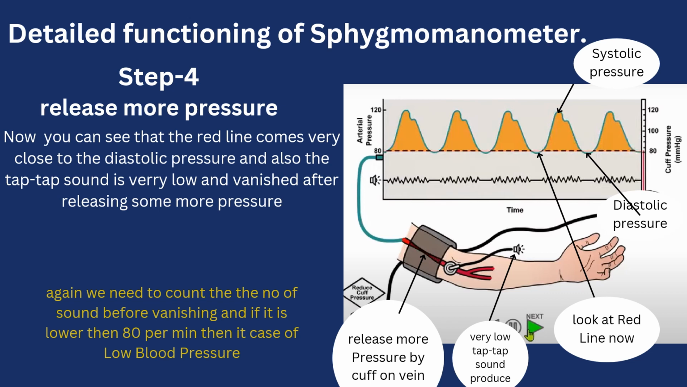Step 4. When we release more pressure, now you can see that the red line comes very close to the diastolic pressure, and the tap tap sound is very low and vanishes after releasing some more pressure. Again, we need to count the number of sounds before vanishing, and if it is lower than 80 per minute, then it is a case of low blood pressure. Here is the red line.